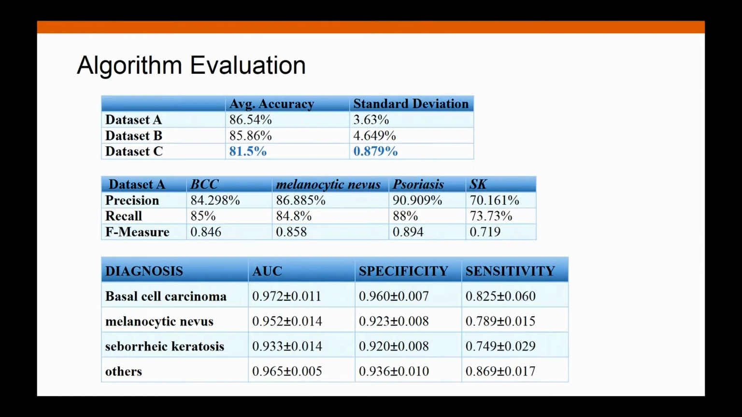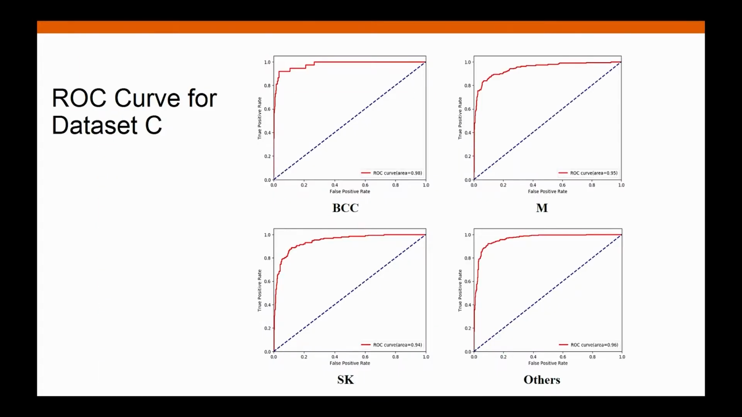So we also calculated the precision, recall and F measure for dataset A, and the AUC, specificity and sensitivity for dataset C. And here is the ROC curve that I created. We can see that BCC actually has a larger AUC score than the SK group.